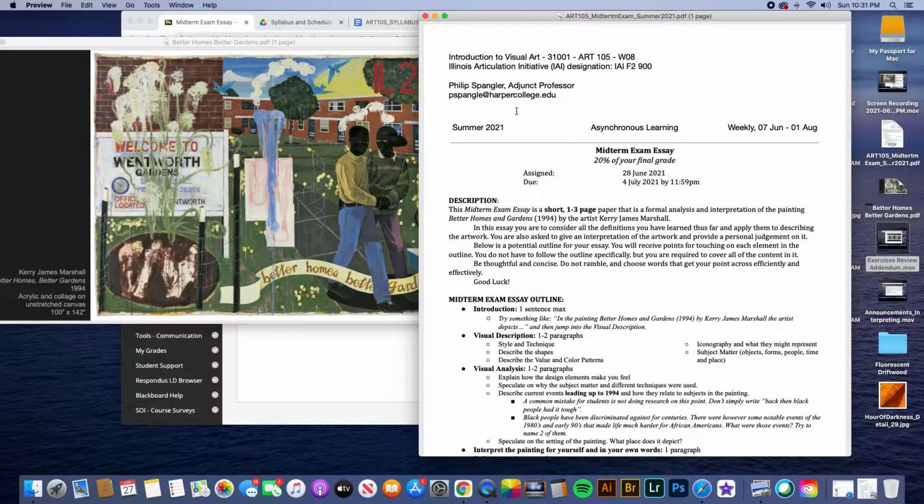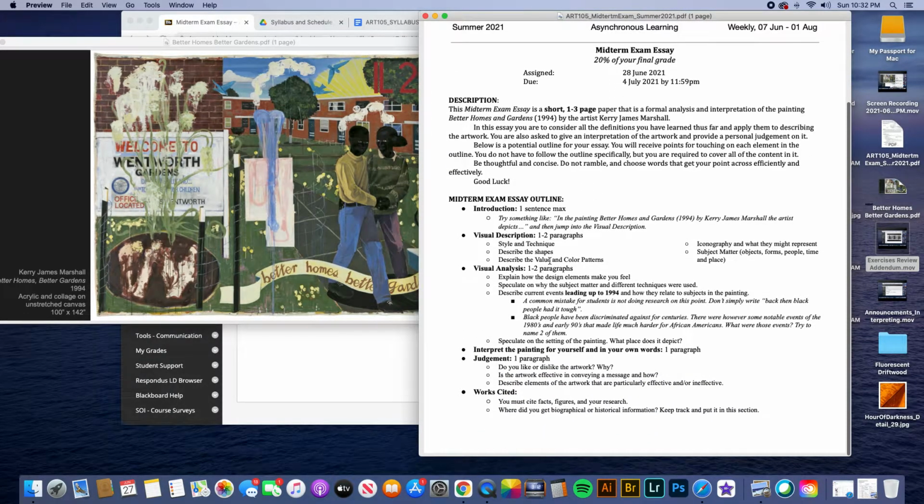Good luck. Alright, so like I said, I want you to think back to all the definitions and terms that you've learned so far in the semester, and I want you to apply them to this painting. I want you to do a full description, analysis, and interpretation of this painting. Now, to get you started, I wrote an outline. Like I said, I want you to keep it short and sweet.